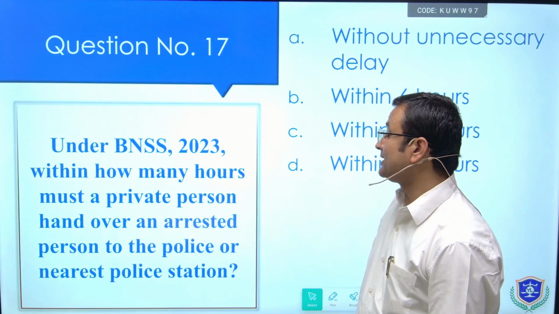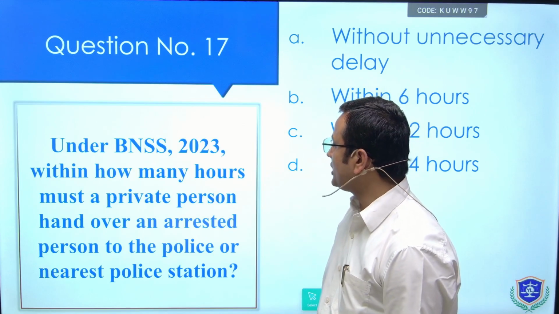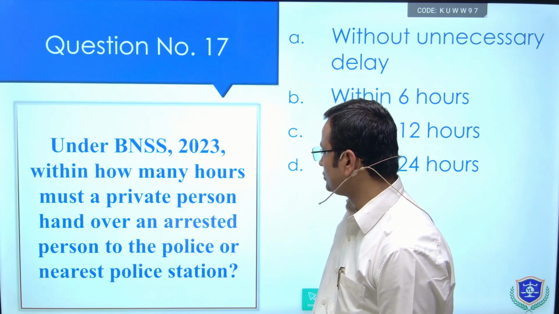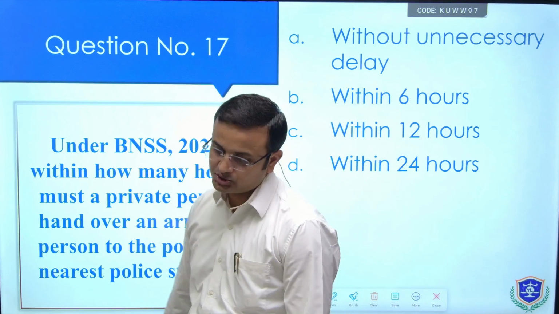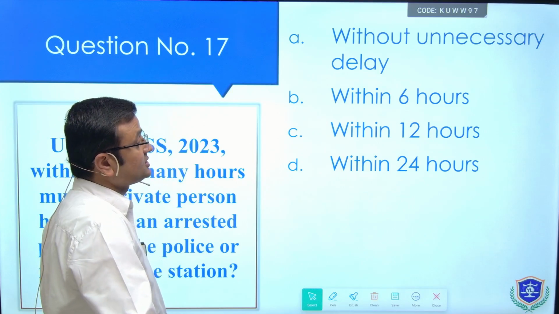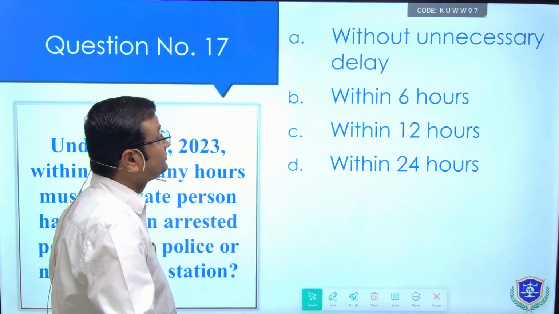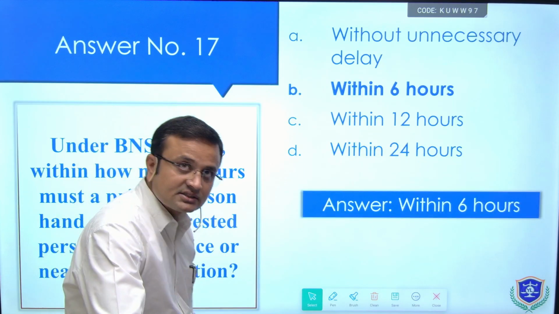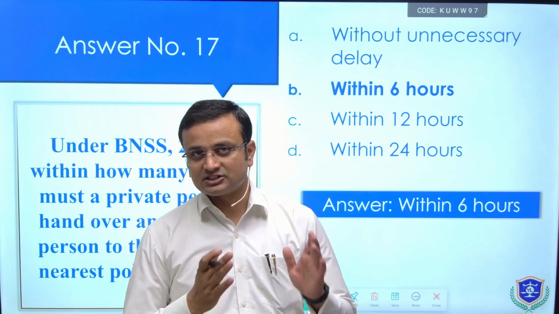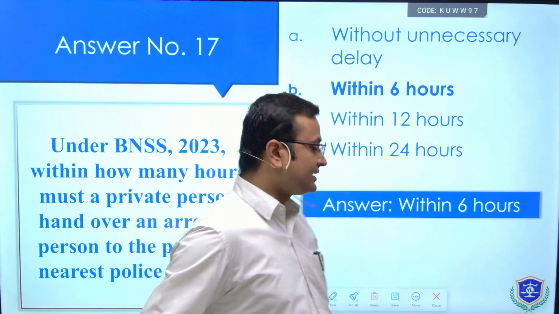See the next question which might be asked on BNSS: under BNSS 2023, within how many hours must a private person hand over an arrested person to the police or nearest police station? Options are: without unnecessary delay, within 6 hours, within 12 hours, within 24 hours. Let's see the answer. The answer is within 6 hours. So, if a private person has arrested someone, that arrested person needs to be produced before the police or the police station within 6 hours.